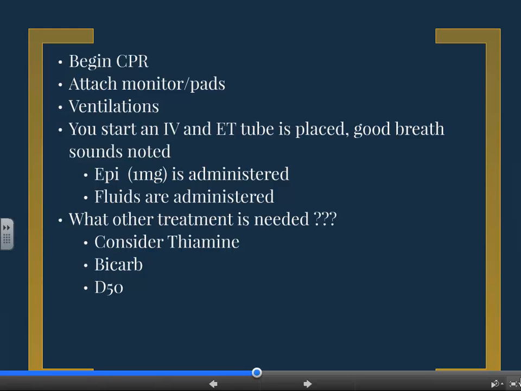Other treatment, y'all said it while we were talking about it, thiamine, right? You may want to go on and consider bicarb and D50 with a patient like this. You can kind of unofficially do the coma cocktail, right? You got your thiamine, you got your Narcan, you got your D50. What am I leaving out? Bicarb. All right. What is bicarb going to do?